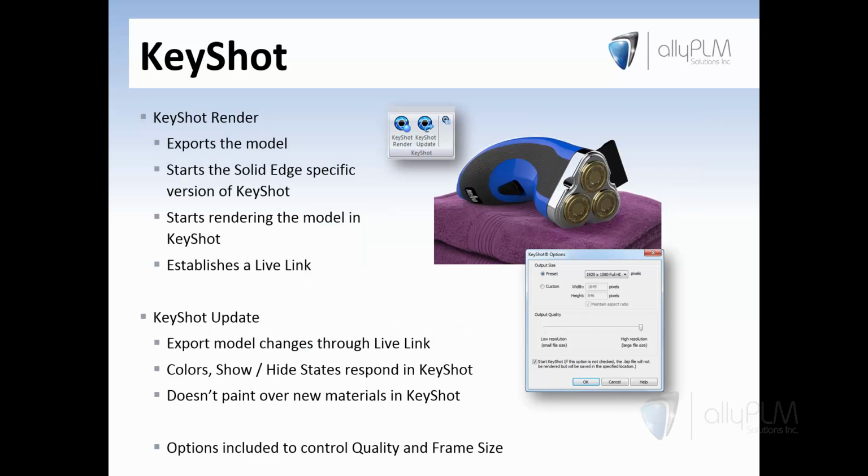So the KeyShot render button, what this does is it exports our model. It'll start the Solid Edge specific version of KeyShot. It'll then render the model inside of KeyShot and establish a link between the two programs. There's a KeyShot update button. This will export any model changes that you've done through this live link. So this includes colors or show hide states. It won't paint over new materials inside of KeyShot though. There's also an options button, and this controls our quality and frame size.